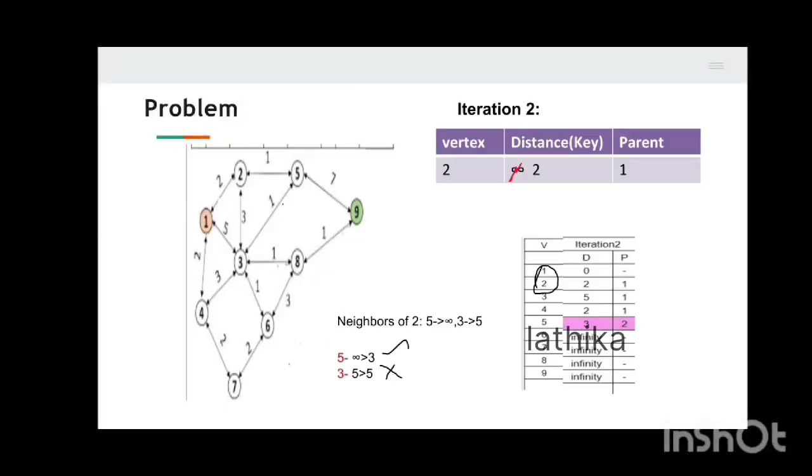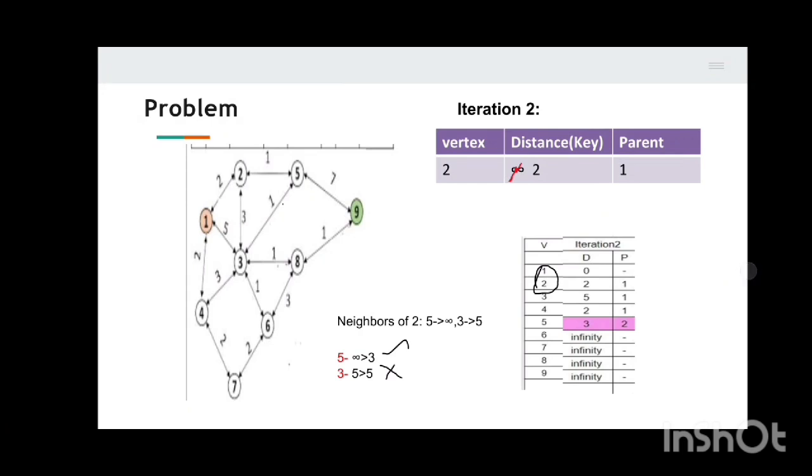In iteration 2, we have to select the vertex which has the minimum distance from the previous iteration. In iteration 1, vertex 2 has the minimum distance, so it is extracted from the heap. The neighbor vertices of 2 are 5 and 3. Now check the distance of 5 and 3. The distance of 5 is infinite. We add up the distance between 5 and 2 and the distance of 2. Now the distance of 5 is 3. Infinite is greater than 3, so we change the distance of 5 from infinite to 3. Similarly, we check the distance of 3. The distance of 3 is already 5. 5 is not greater than 5, so we can't change it.